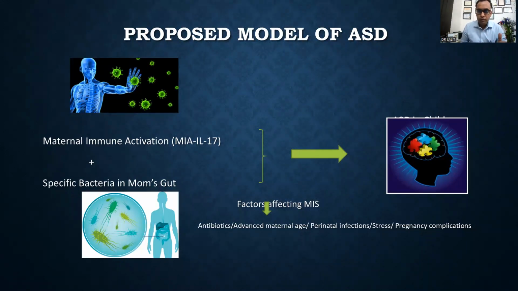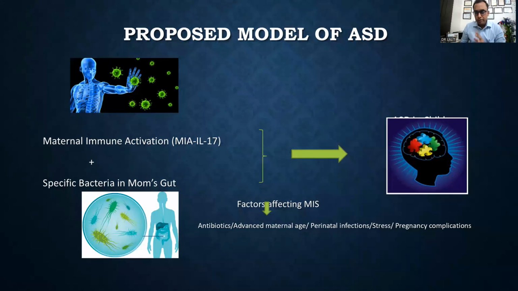When this maternal immune activation happens, it causes alteration of the gut microbiota of the mother. Because of this alteration, the same gets transferred to the fetus, causing gut dysbiosis, and that gut dysbiosis in the fetus can influence the epigenetic presentation of the child, or the gene, thereby resulting in ASD. So this is some of the proposed model of ASD on the basis of nutrigenomics, gut dysbiosis, and epigenetics.